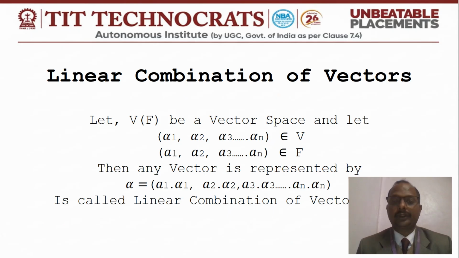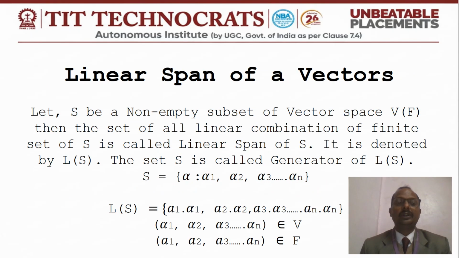Linear combination of vectors. Let V(F) be a vector space and let alpha 1, alpha 2, alpha 3 up to alpha n belong to V, and a1, a2, a3 up to an belong to F. Then any vector represented as alpha equals a1 alpha 1 plus a2 alpha 2 plus a3 alpha 3 plus up to an alpha n is called a linear combination of vectors. Linear span of vectors.